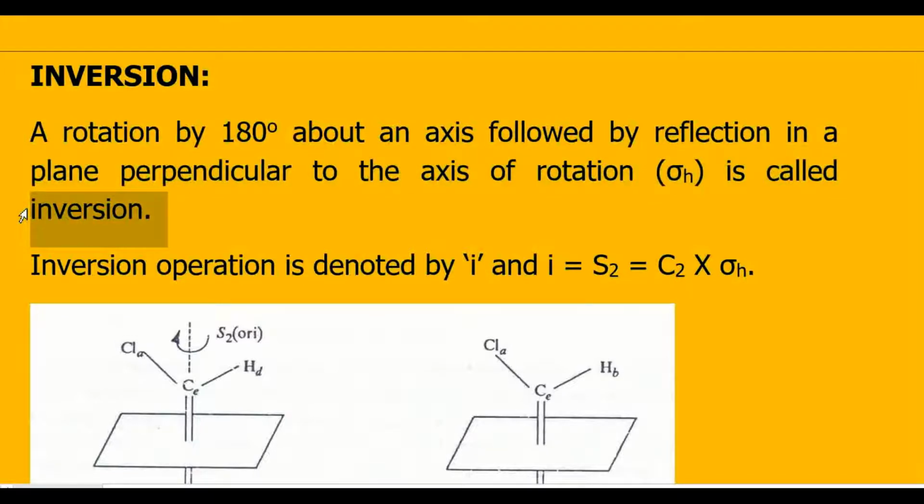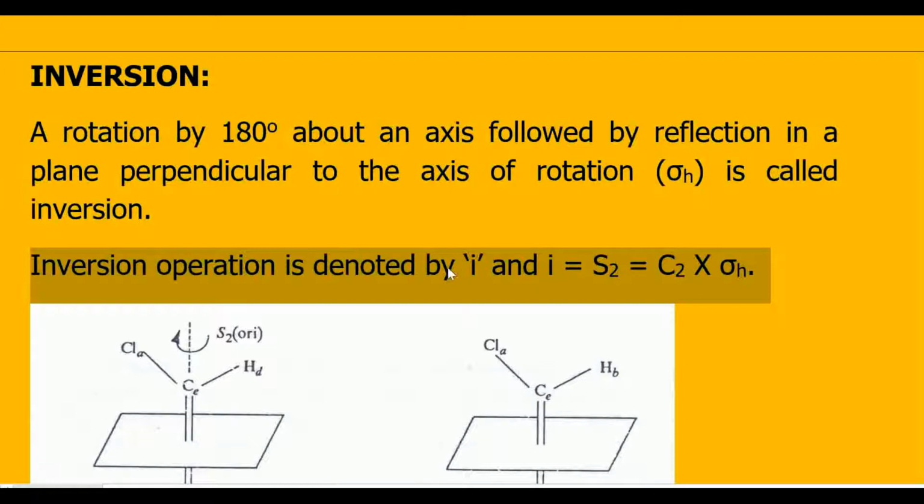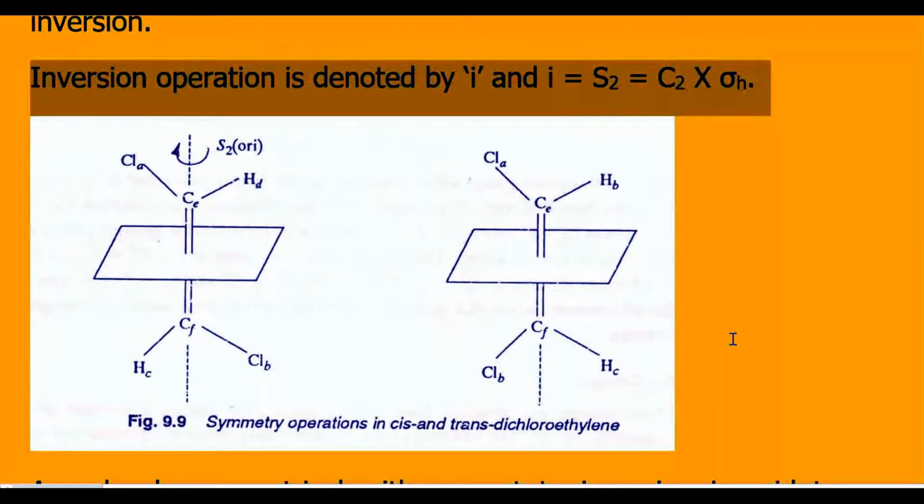So inversion is a special type of improper rotation. Now again, the symbol for inversion operation is I, and mathematically I is equal to S2, because S2 is about C2, that is C2 is about 180 degree. So I is equal to S2 is equal to C2 multiplied by sigma h. Now in order to understand this inversion operation, we will be taking 2 examples.